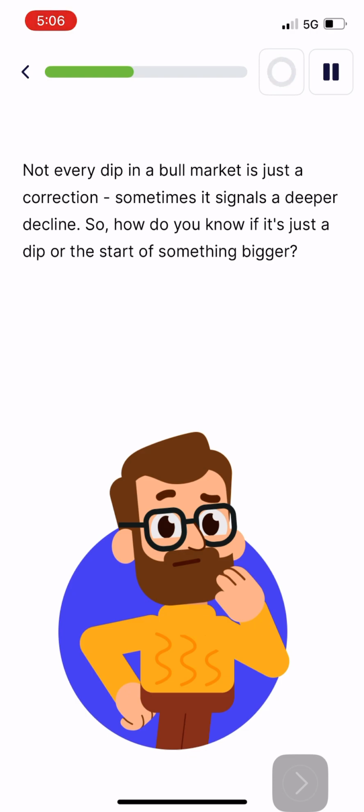Not every dip in a bull market is just a correction. Sometimes it signals a deeper decline. So how do you know if it's just a dip or the start of something bigger?